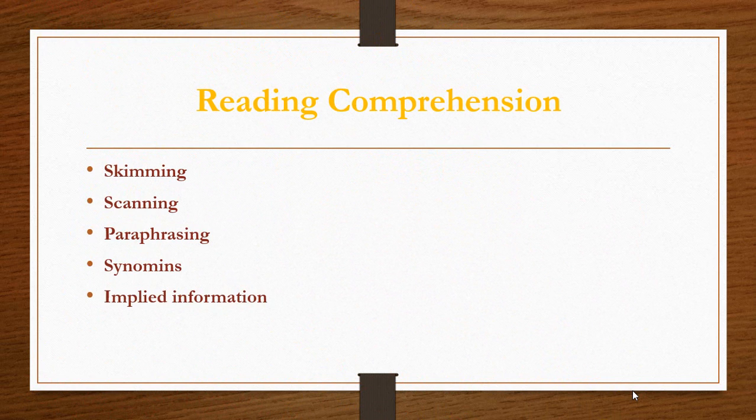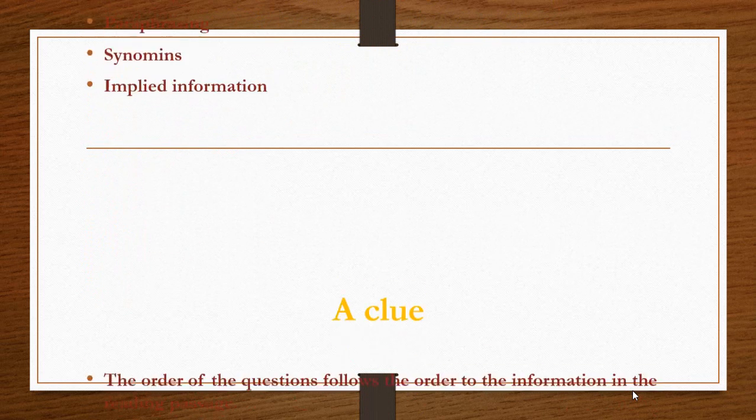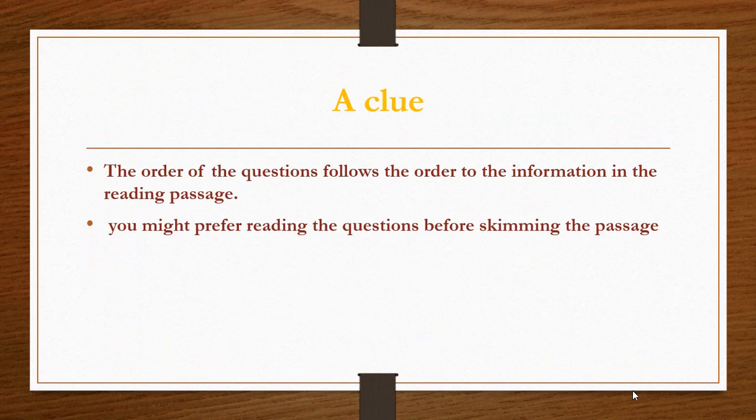Reading comprehension. As in all reading comprehension exercises, a variety of skills are required to deduce the right answer. These include skimming, scanning, paraphrasing, and understanding vocabulary in context. You must be able to identify synonyms and implied information. A clue is that the order of questions follows the order of information in the reading passage. This should save time when scanning for specific details.